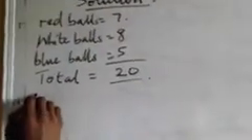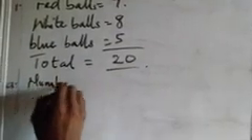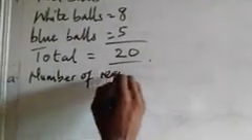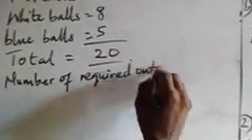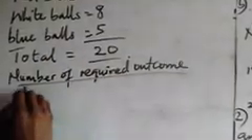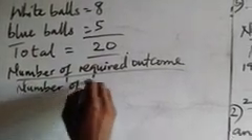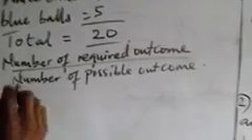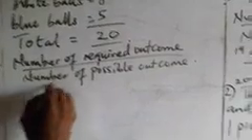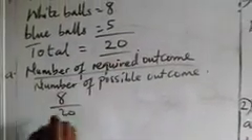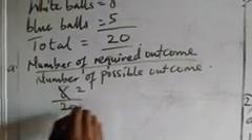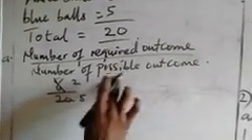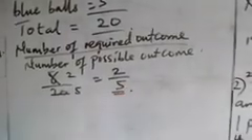So the first question says white ball. So what's the probability of picking a white ball? A. The probability of picking a white ball is number of required outcome over number of possible outcome. So number of required outcome here, white, is 8 over the total, 20. Reduce this to the lowest term. 4 here will give us 2, 4 here will give us 5. So our answer here is 2 over 5. That's the probability of picking a white ball.